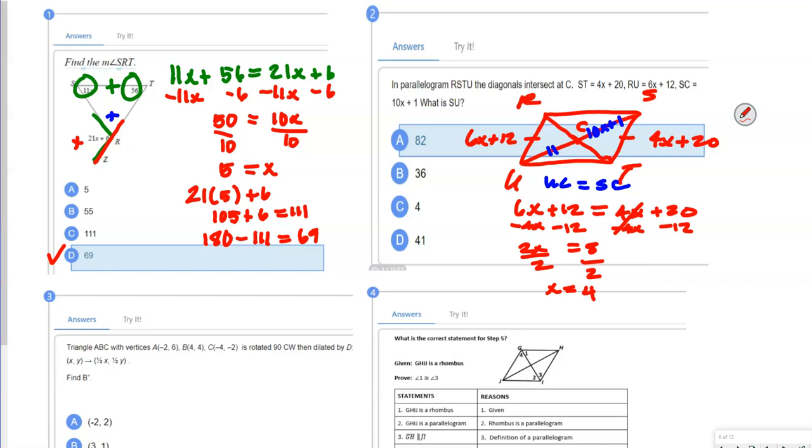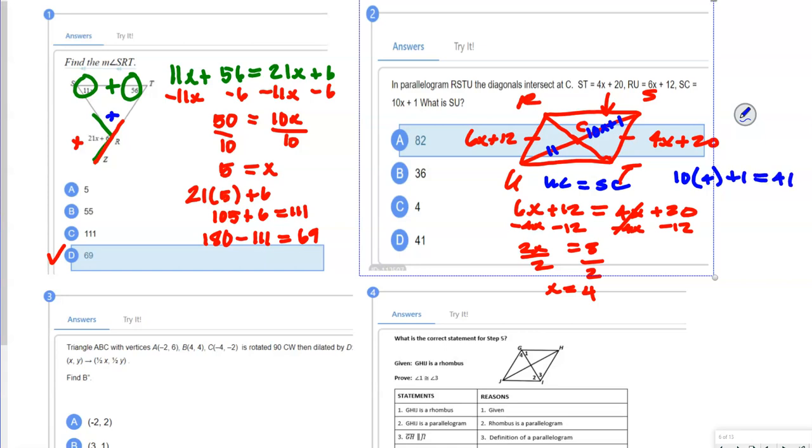Now we're going to plug that 4 back up in there, in here, okay? So to do that, oops, wow, problems. To do that, we're going to go 10 times 4, that's 40, right, plus 1. So if this length right here is 41, that means this length right here is 41, and 41 times 2 is equal to our 82, which was our answer right there, okay?